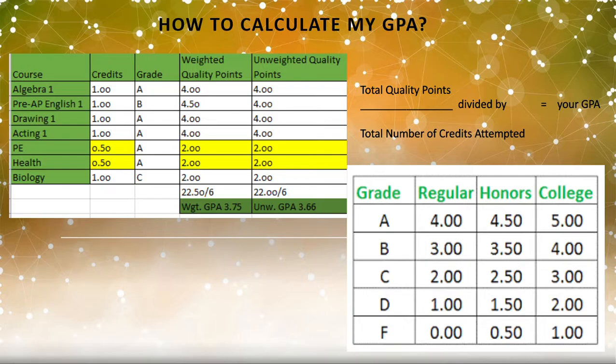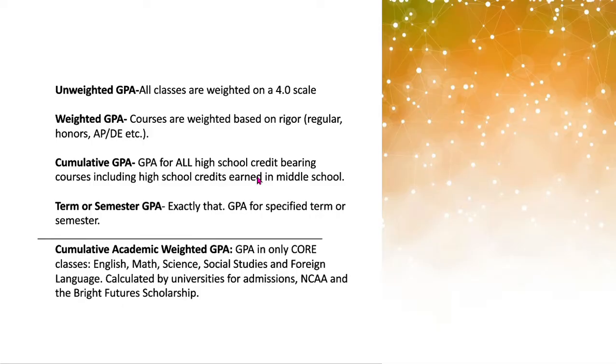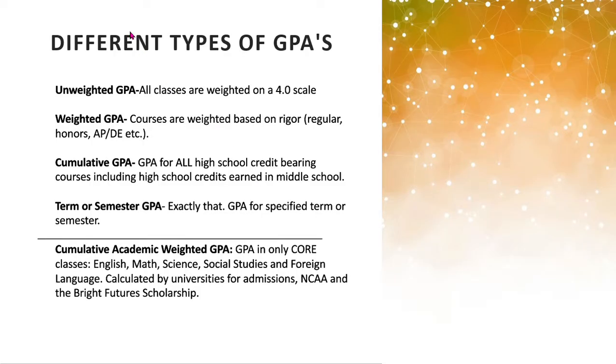Now I know it might be getting a little confusing already. What's the difference between weighted and unweighted? We're going to go over that in just a moment. So here we have the different types of GPAs. Your unweighted GPA is going to be all of your classes weighted on a 4.0 scale. So when you're taking those more advanced classes, you would think you're earning 4.5 or 5 points because you earned an A. The unweighted GPA is ignoring that, and all your classes are going to weigh in as a 4.0 at the highest.